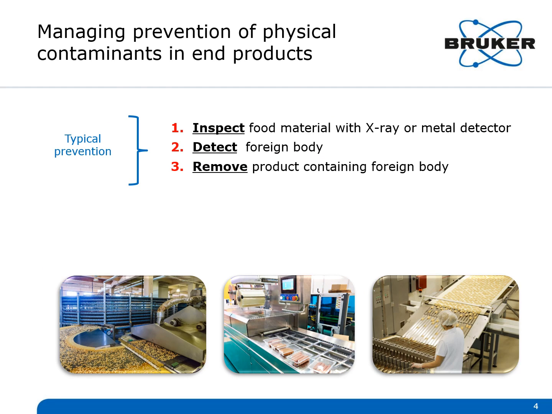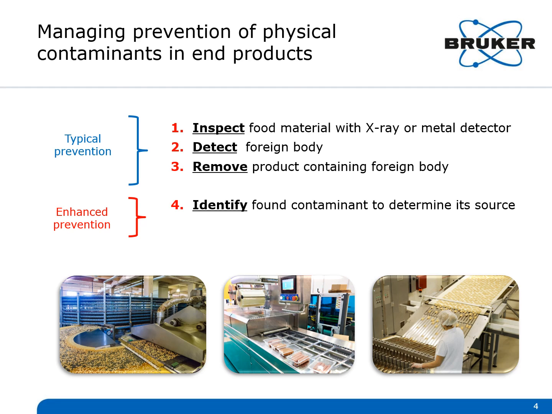Typical management procedures to prevent physical contaminants from ending up in finished products incorporate the inspection of food material during production. This is usually achieved with an X-ray or metal detector. When a foreign body is detected, the product containing it is removed. Enhanced prevention procedures include identifying the found contaminant to determine its source. This enables correction of any equipment problems in a more timely manner.